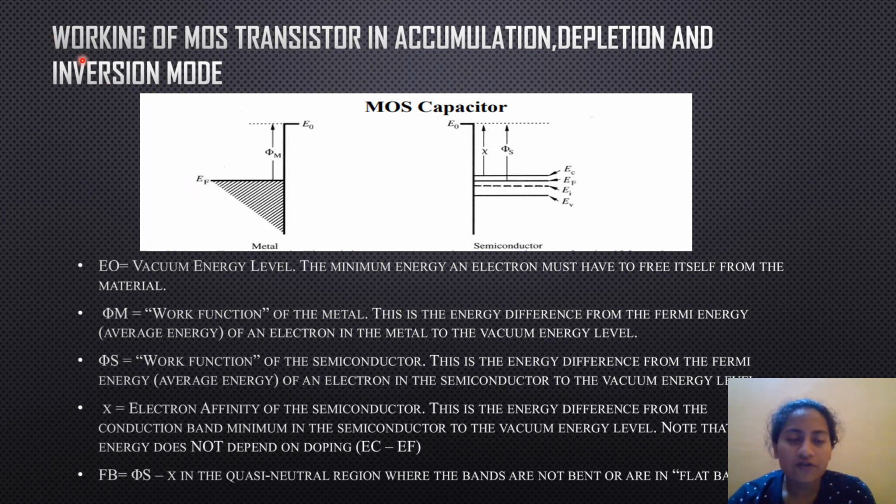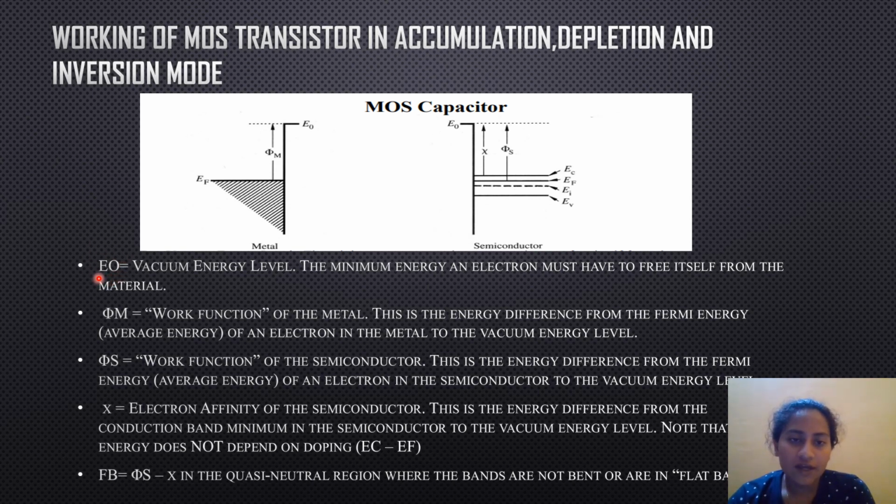So let us look at the working of an MOS transistor in accumulation, depletion and inversion mode. Here we are using the MOS capacitor. We can see that each part is denoted by its own notation, so let us look at each part here.